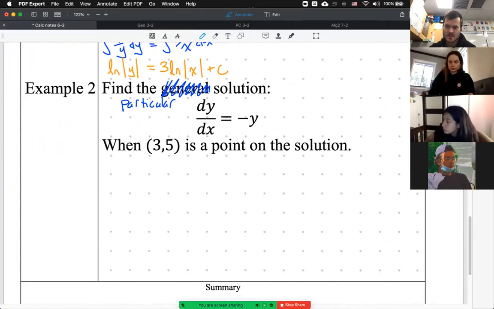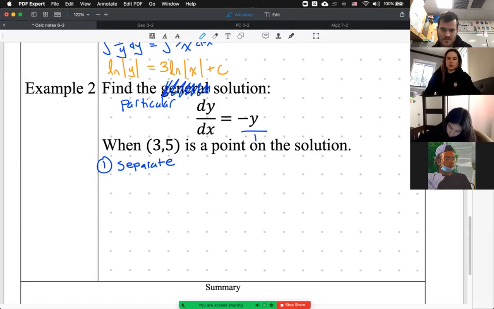All right, let's switch things up a little bit. Andrea, you did step 1 last time, right? Fiona, you're doing step 1 then. Separate. Yep. You put negative y over 1 so that you can cross multiply. Perfect. What do I have after cross multiplying? dy equals negative y dx. Perfect. Yep.